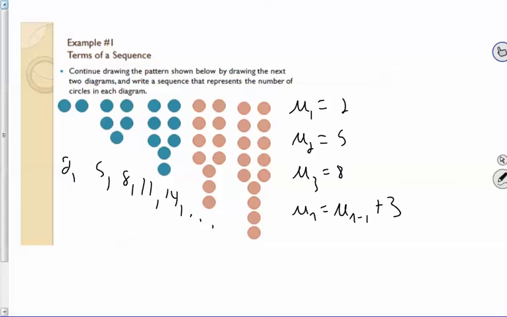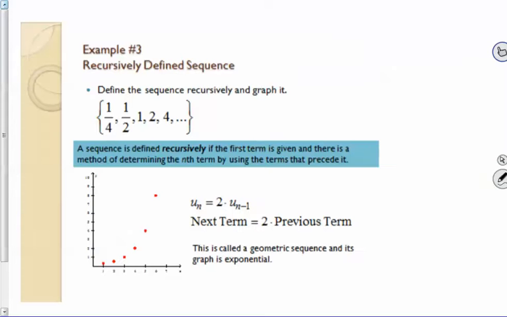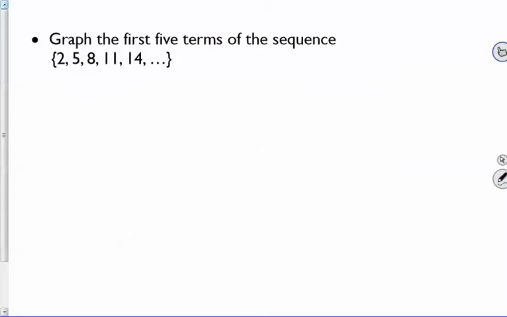When you're looking at a sequence, it says graph the first 5 terms of the sequence. So realistically, you could say this is the first term, second term, third term, fourth term, fifth term. So you could graph 1 comma 2. I'm sorry, yeah, 2 comma 5, 3 comma 8, 4 comma 11, 5 comma 14.